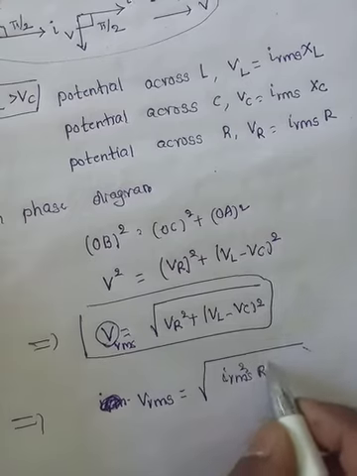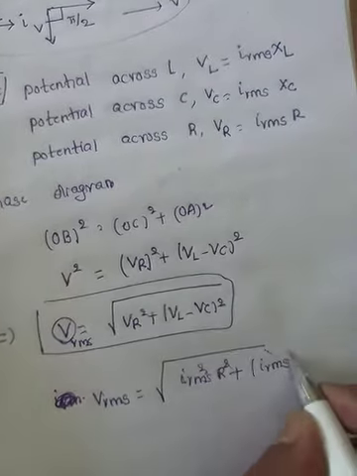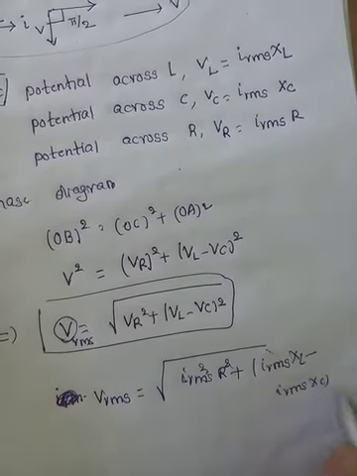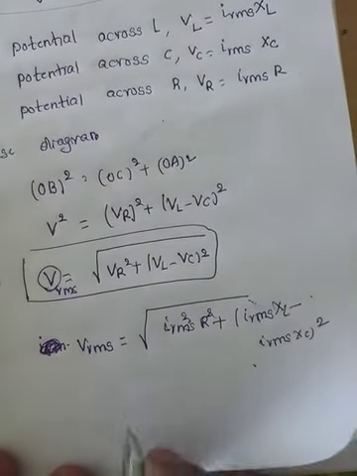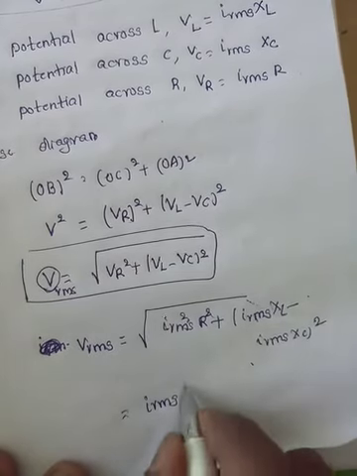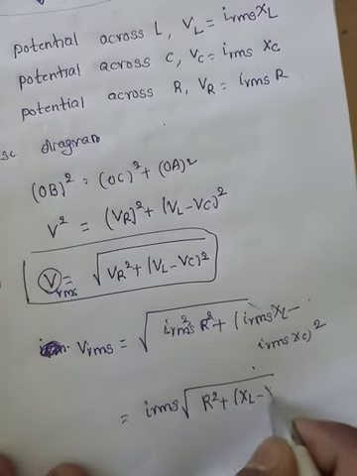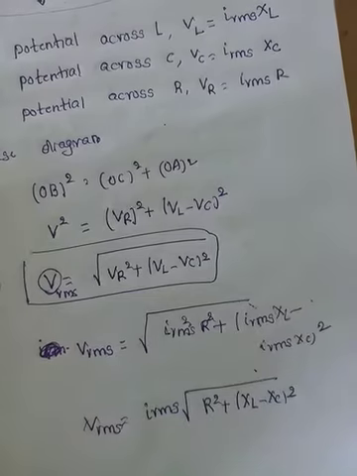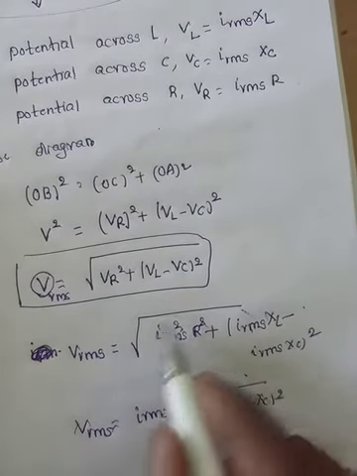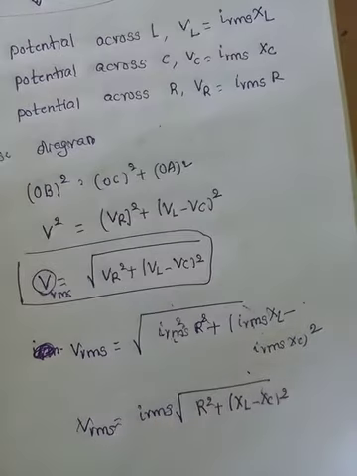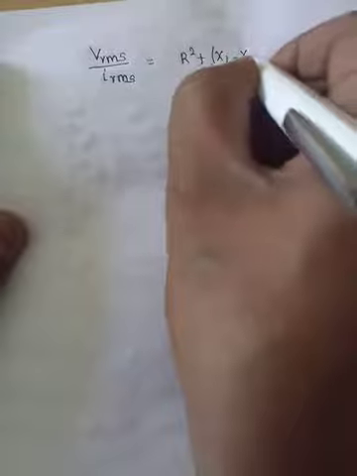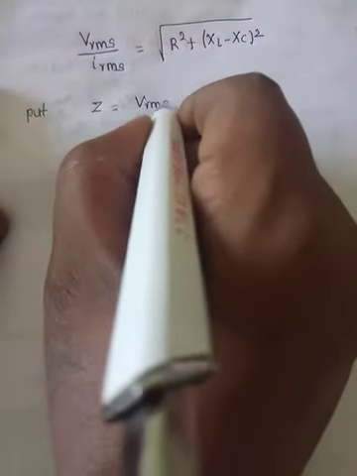IRMS square into R square plus (IRMS into XL minus IRMS into XC) whole square. So we can take IRMS whole square common. What do you get? If you send it outside, it becomes IRMS times root of R square plus (XL minus XC) whole square, equal to VRMS. Root of IRMS square is IRMS. From this equation, VRMS by IRMS is equal to root of R square plus (XL minus XC) whole square. We are going to consider that Z is equal to VRMS by IRMS.